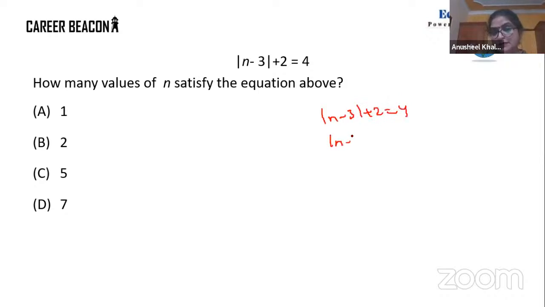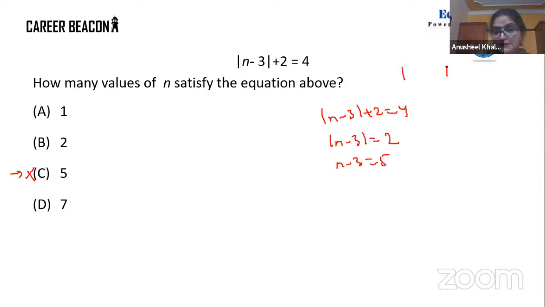So mod of n minus 3 plus 2 is equal to 4 simply means mod of n minus 3 is 2. So n minus 3 is equal to 5. Oh, you have 5, so they'll try to pick 5. But is the question asking what is one of the values of n? No. The question is asking how many values of n satisfy the equation above. From this, you do get one value, right? But can there be another value? Yes, there can be, because we are dealing with absolute values, right?